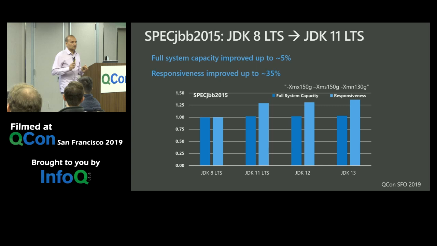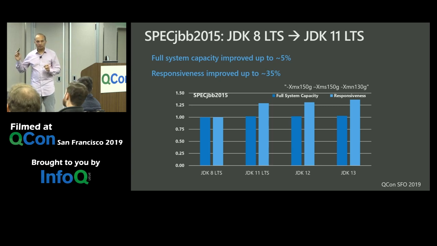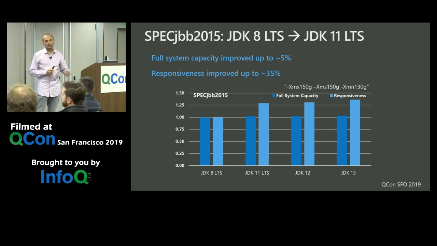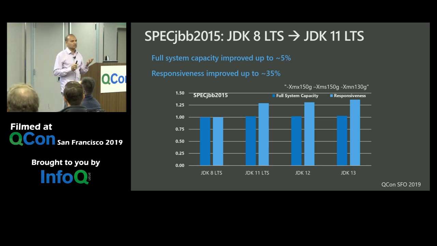On the other hand, G1 GC takes a hit on the full system capacity. That is why both are kind of matching, but it gives you much better critical jobs, where the response time is never more than 20-30 milliseconds, and Monica will cover later in more detail why and how that happens. That is part of the reason the responsiveness is much better on JDK 11, not due to any other component, but due to the G1 GC by default.